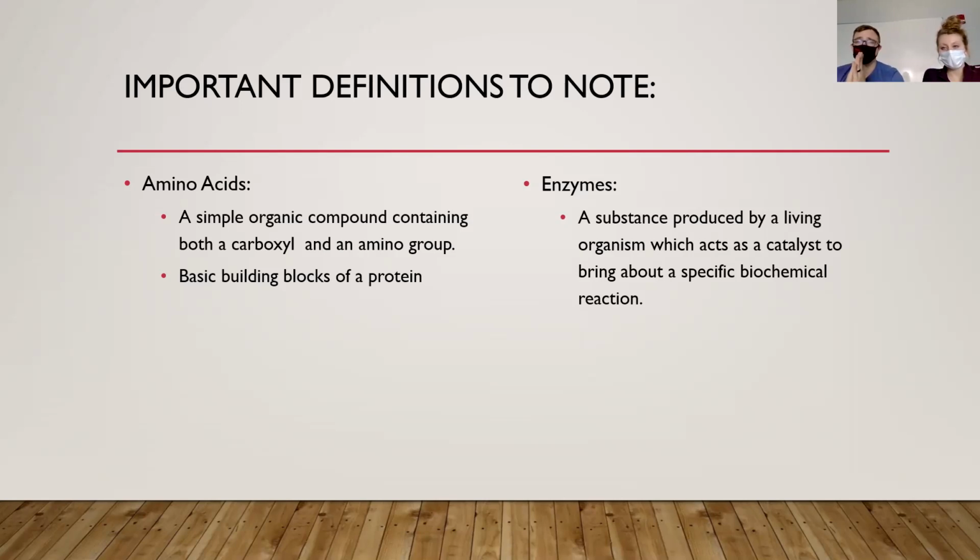Another definition that we want you to keep in the back of your head is enzymes. Basically, an enzyme is a substance produced by a living organism which acts as a catalyst to bring about a specific biochemical reaction. What that really means in normal terms is that it helps speed up a reaction in the body, or in this case, some fruit or vegetables, but it can also break things down or carry on some processes that need help.